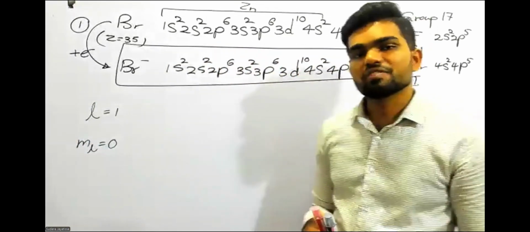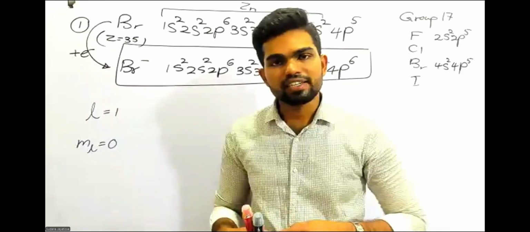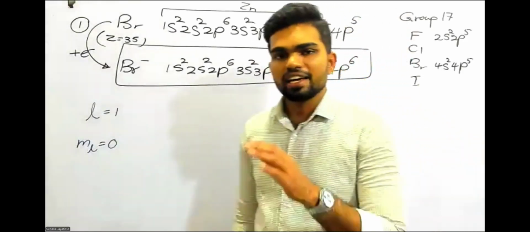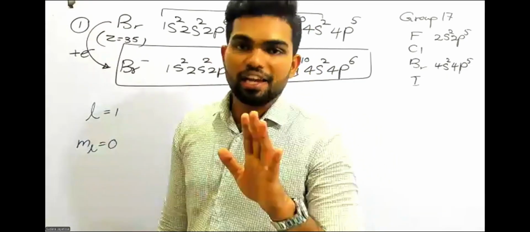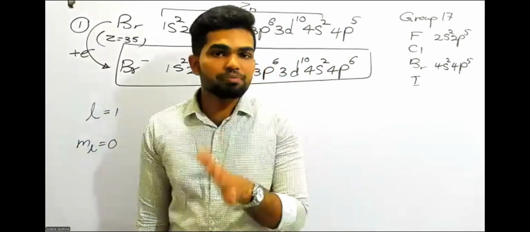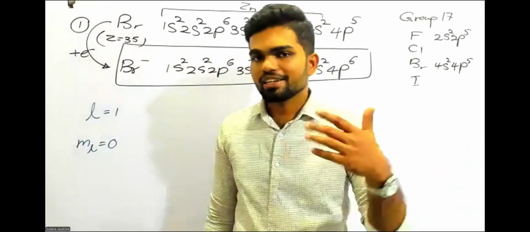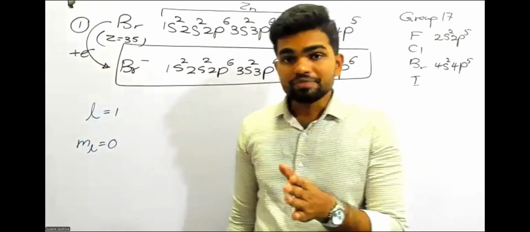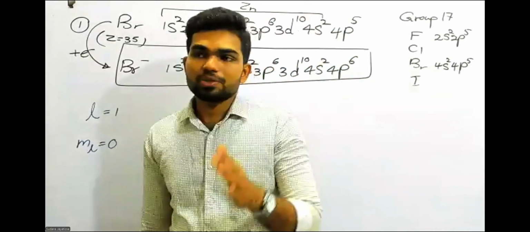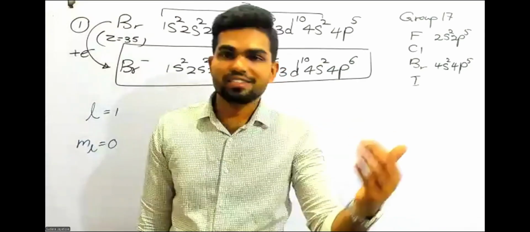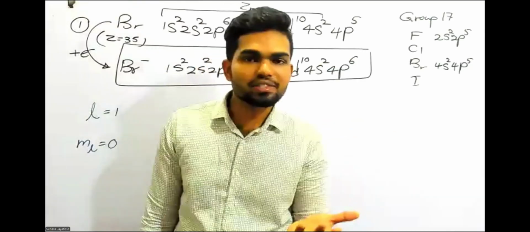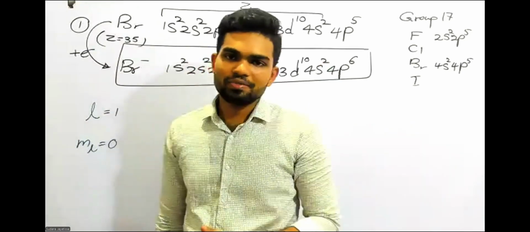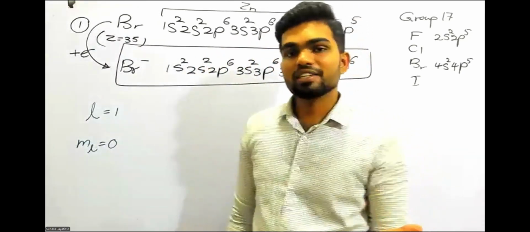So what is this L equal 1? So L is the azimuthal quantum number. So there are 4 quantum numbers: N, L, ML, then MS. N represents the principal quantum number, which in turn tells you about the main energy level. And the second one, L, the azimuthal quantum number, represents the sub-energy level. Okay, so whether it is S, P, or D is represented by this L value. Okay, so then ML is there, it is representing the orbitals.